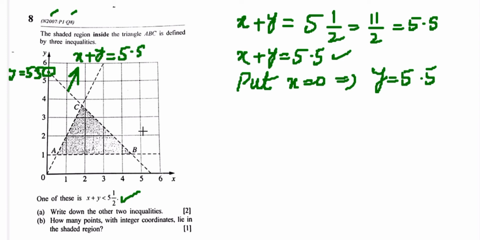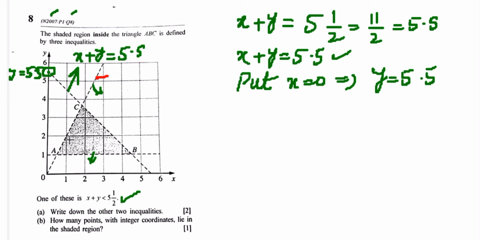Now I need to find the other two inequalities. For this, firstly we find the equation of these two dotted lines. So let us find the opposite equation to this inequality, this dotted line. As this line passes through 2 points which are clear on the grid.